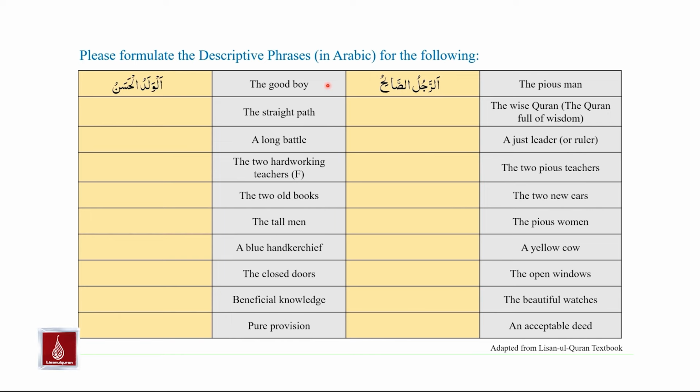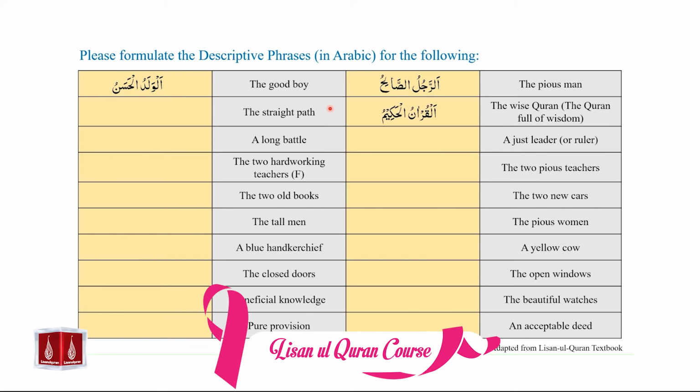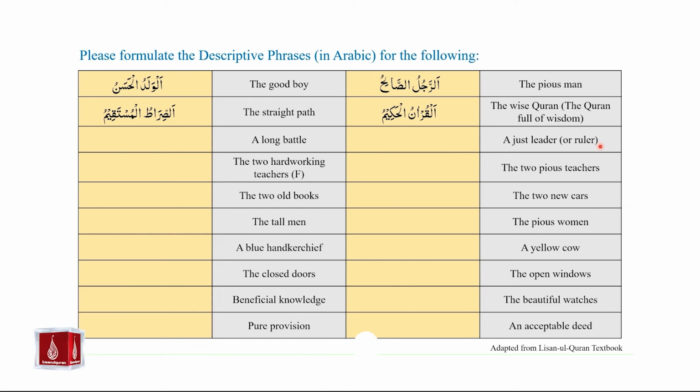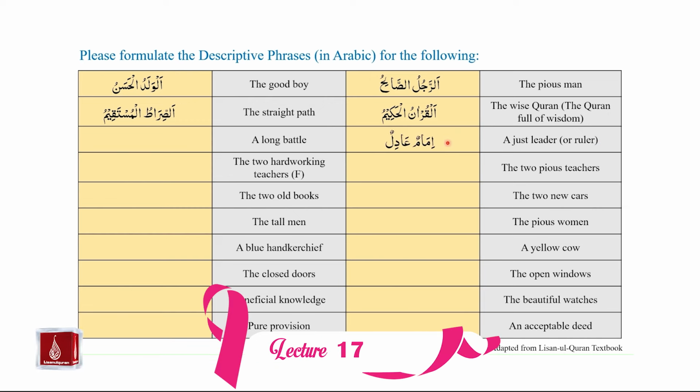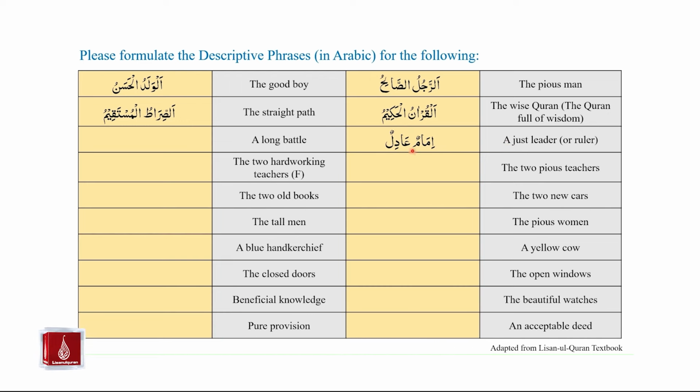The good boy. Al-waladul hasanu. The wise Quran or the Quran full of wisdom. Al-Quranul hakimu. The straight path. As-siratul mustaqimu. A just leader or a just ruler. Imamun adilun. In this case, since we are not using the in the English phrase, we do not have to add an al with the Mosuf or an al with the Sifat. We are referring to any just leader or any just ruler.